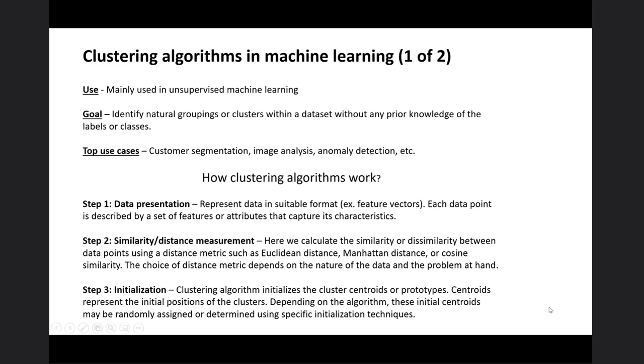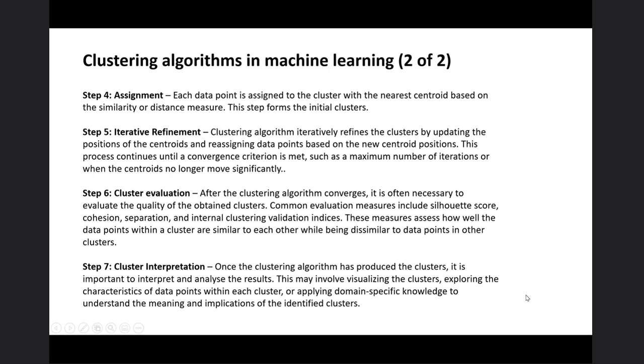Then, moving ahead, in the fourth step we have assignment, where each data point is assigned to the cluster with the nearest centroid. We already know that there are so many data points and we are trying to find the similarity and dissimilarity between them. So we are assigning the cluster with the nearest centroid based on the similarity or the distance measure. For example, there is this initial centroid and the other data points have similarity with it. Wherever the similarity is, that goes into the formation of the clusters, right?